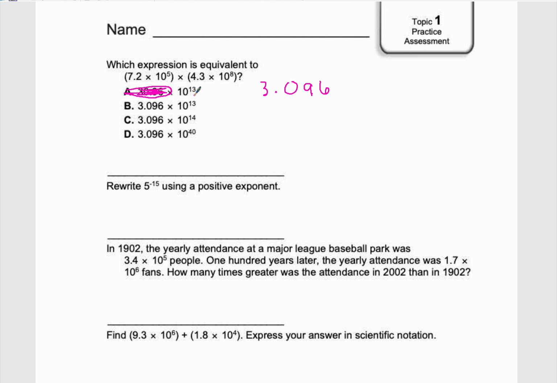But then I moved the decimal once, and I made that number smaller, so that number has to get bigger. So it needs to go to a 14, right? 3.096 times 10 to the 14th.